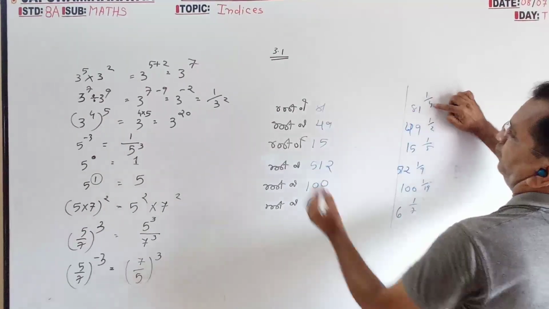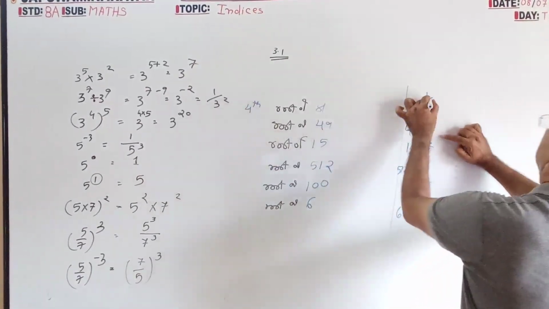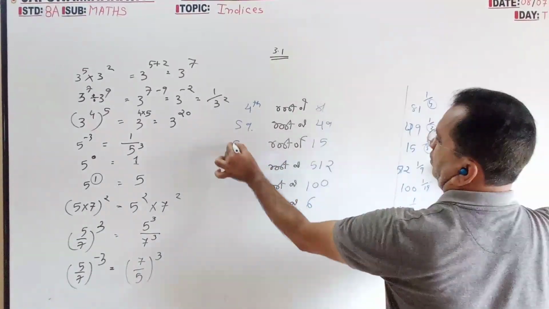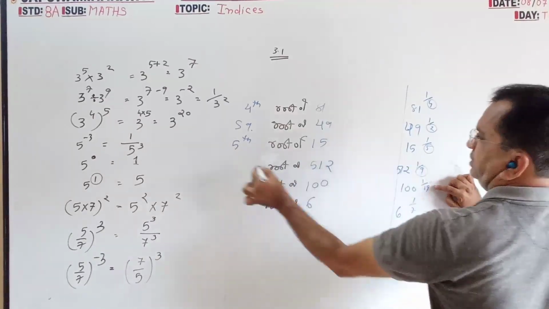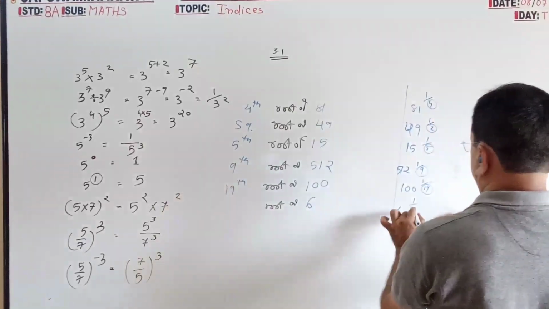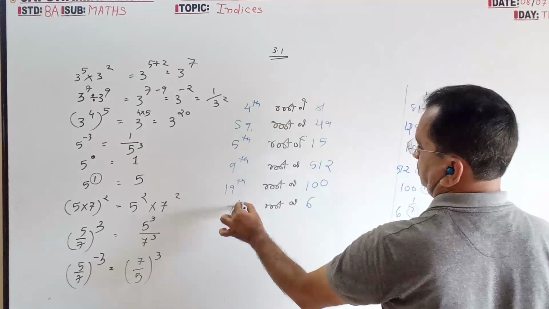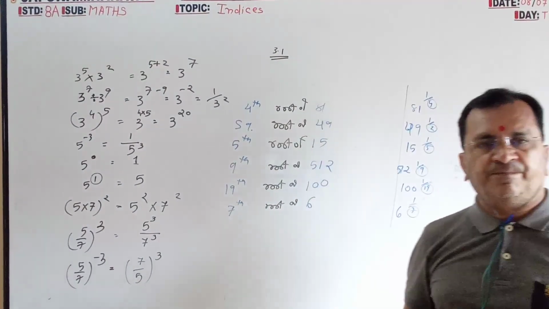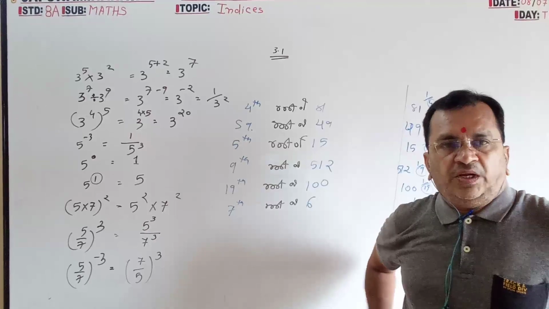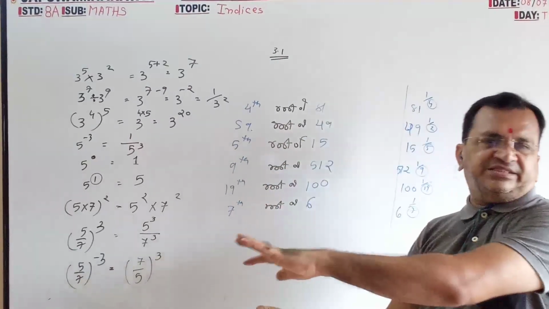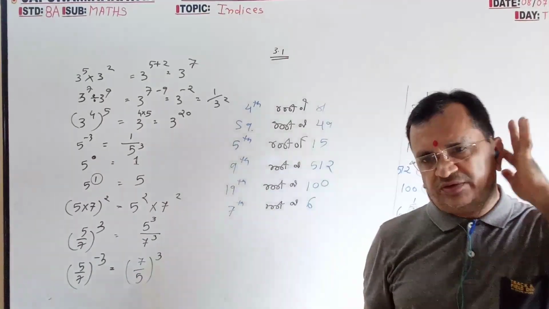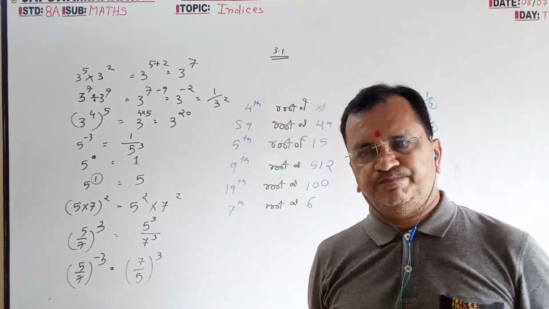Now fourth root. 2 means what? Square root. 5 means what? Fifth root. 9 means what? Ninth root. 19 means what? 19th root. 7th root. So from word to equation, and from equation to word. Vice versa.